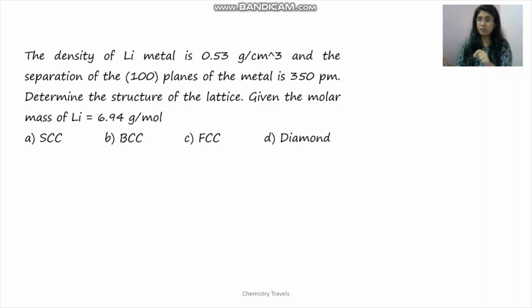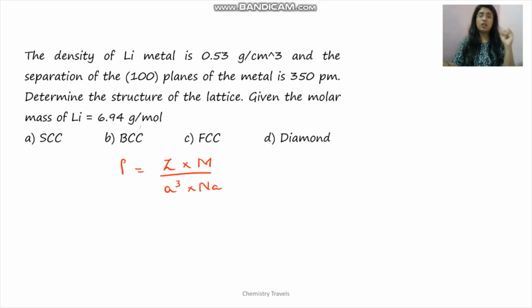And how can we determine the structure? We can determine it using the density formula. So let us write the density formula first. Since density is given, we know that the density is Z, that is the number of atoms, into molar mass, divided by A cube into Avogadro number Na. This is the formula that we have.